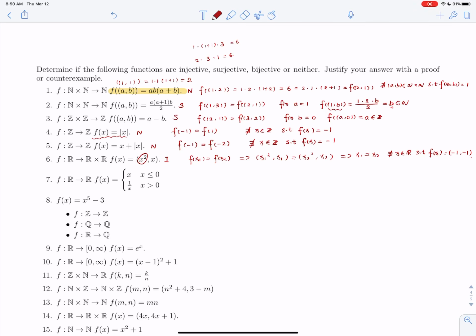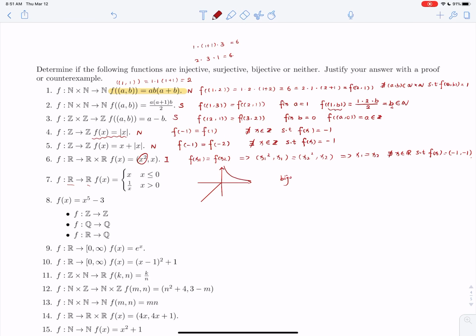Number 7 is, okay, let's see. It's from real to real, so we can just graph it and see what happens. When x is smaller than or equal to 0, we get x, so it's a straight line like this. When x is greater than 0, we have 1 over x, which looks like this. Then obviously it's bijective.